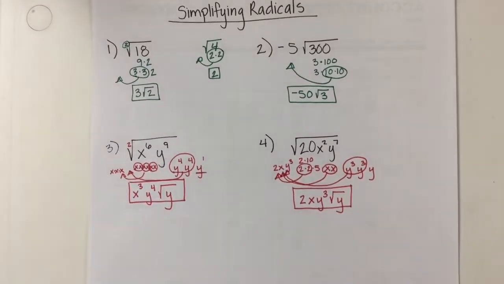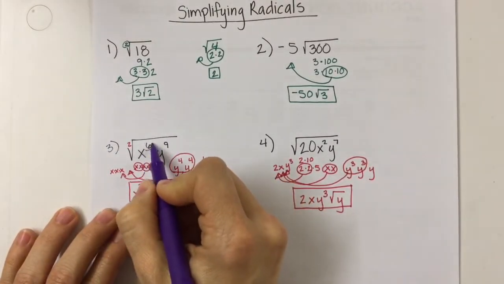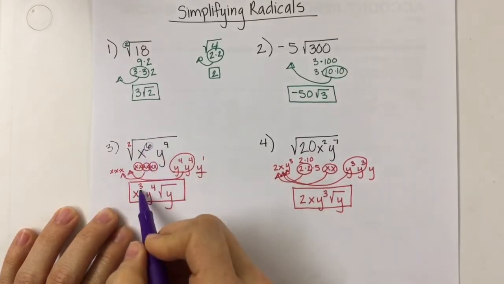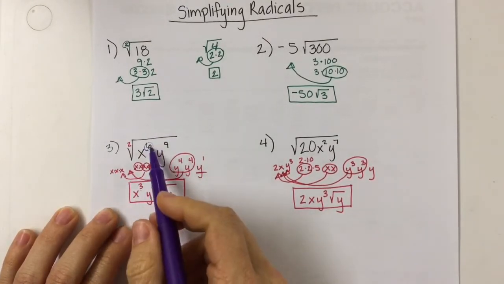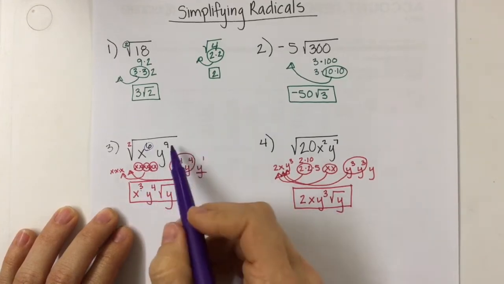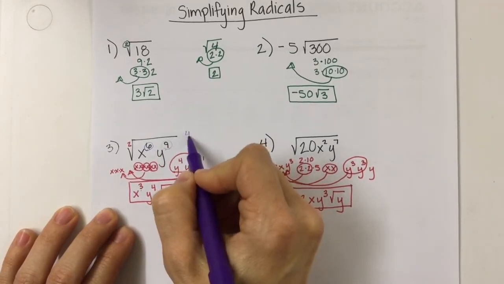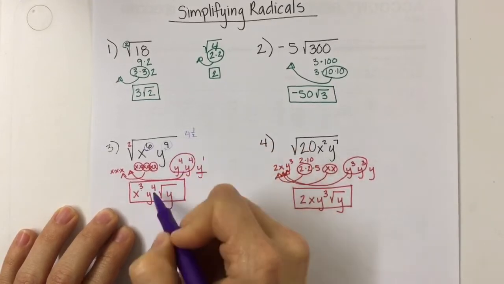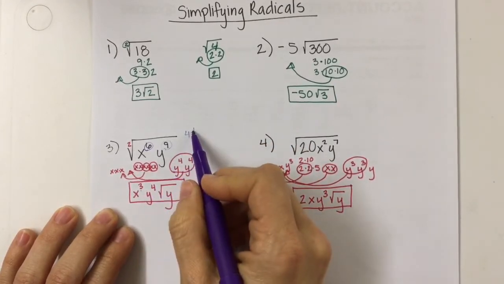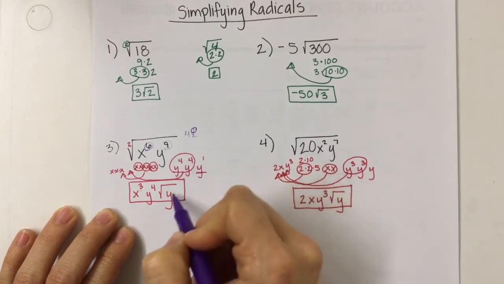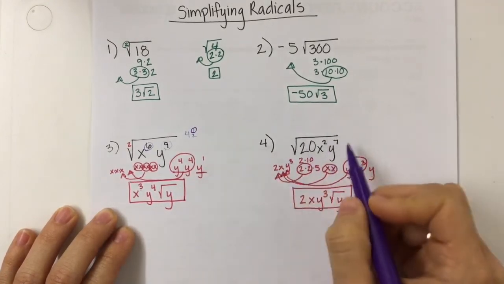So if we take a quick look back at what we've done so far, notice when I have an even number, half of it is what I have coming out. In other words, I'm dividing by 2. When I have an odd number, when I divide by 2, I would have 4 and a half. 4 of them come out. That one remainder remains inside.